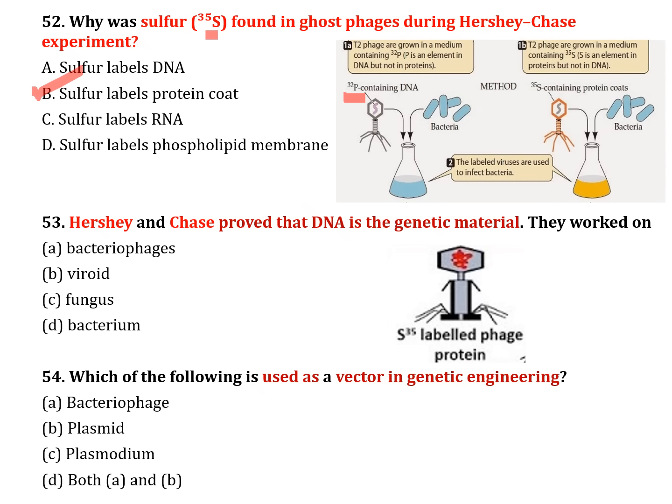Hershey and Chase proved that DNA is the genetic material. They worked on option A bacteriophages, option B viroid, option C fungus, option D bacterium. Correct answer is option A bacteriophages. The next question, number 54.